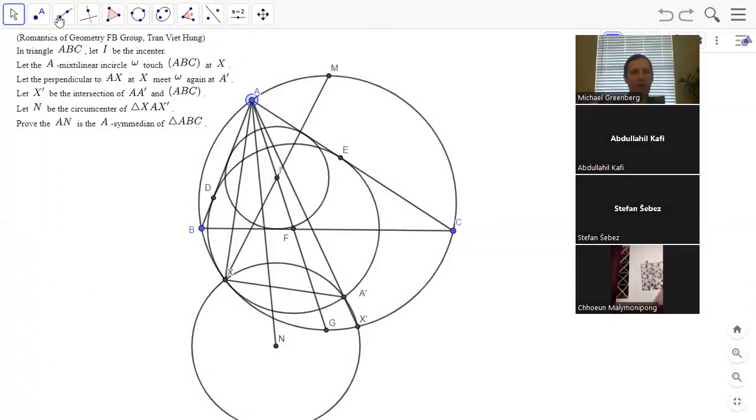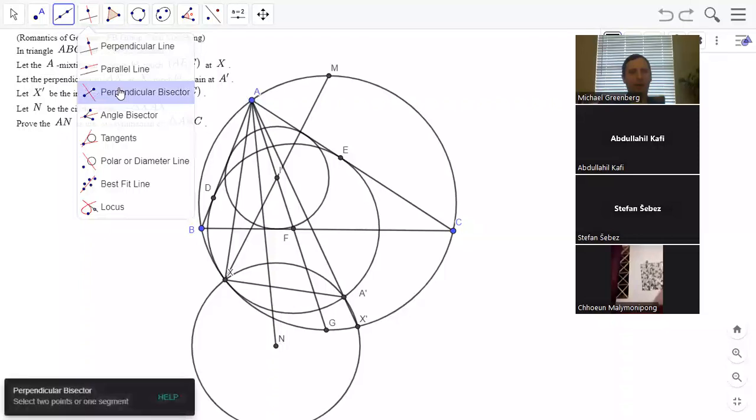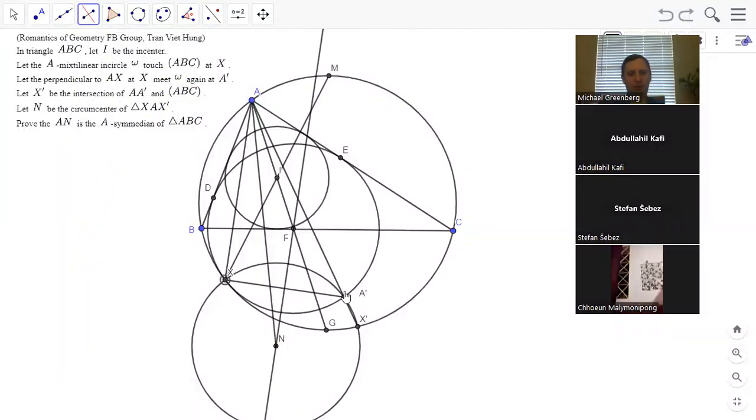Wonder, so N lies on the perpendicular bisector of AX. Does M also lie on it? No. Can you prove that NX and NX prime are tangents? I haven't proven it. Okay, let's say we have that.